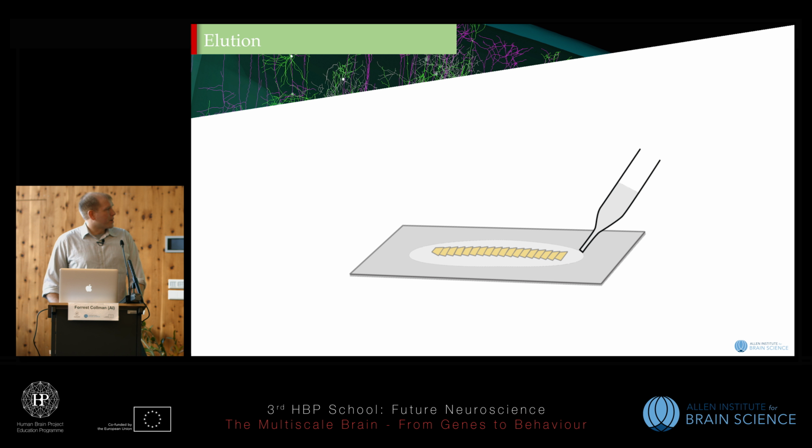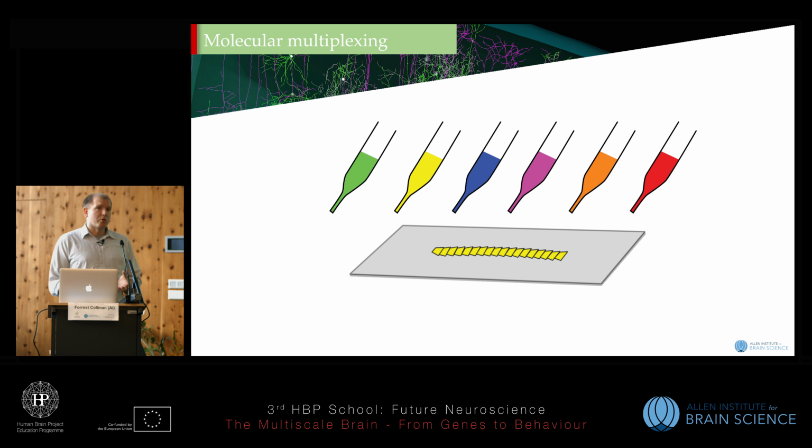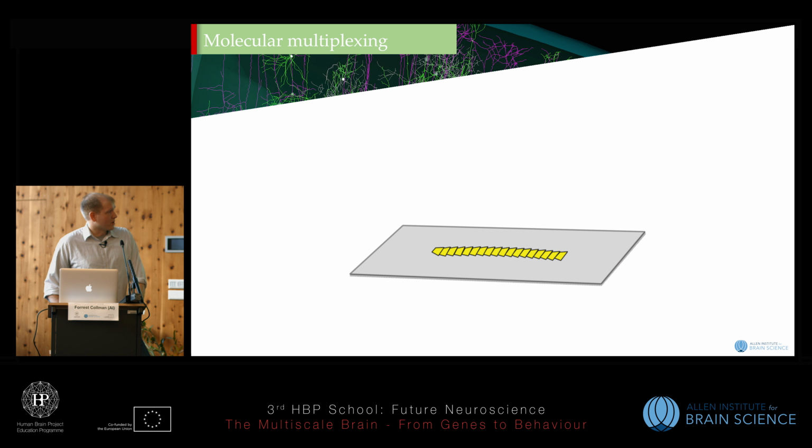Furthermore, because the sections are embedded in this hard plastic resin, you can apply solutions that you wouldn't normally think would be possible to normal brain tissue, such as very high pH solutions that can cause the antibodies to change their conformation and release from the sample. This then allows you to come back and restain the same sections with multiple rounds of different colors in order to build up a highly molecularly multiplexed picture of the molecular distribution within your sample.